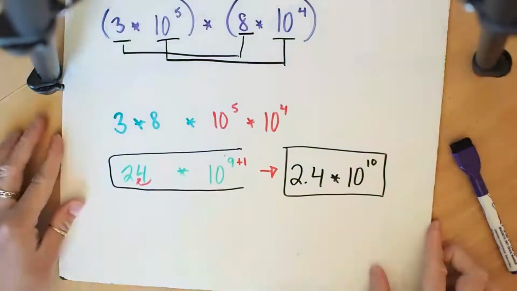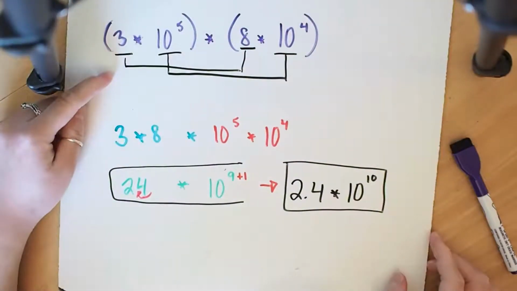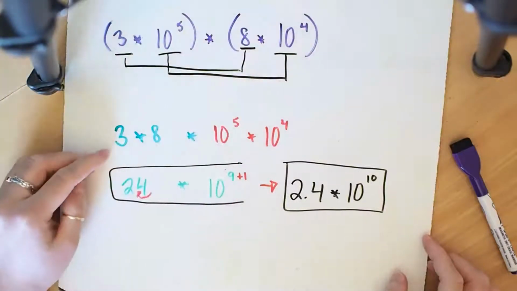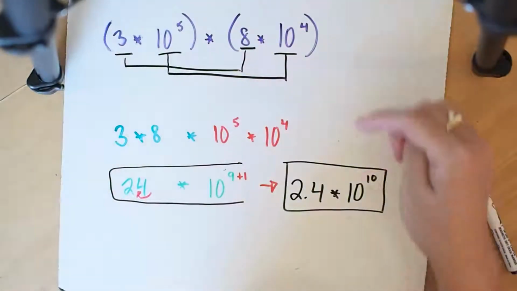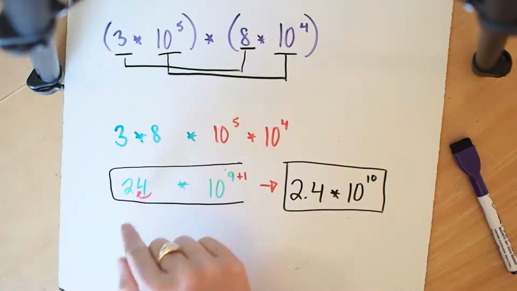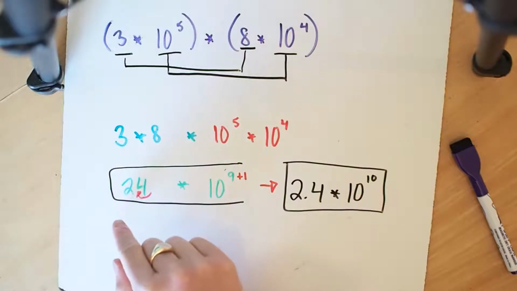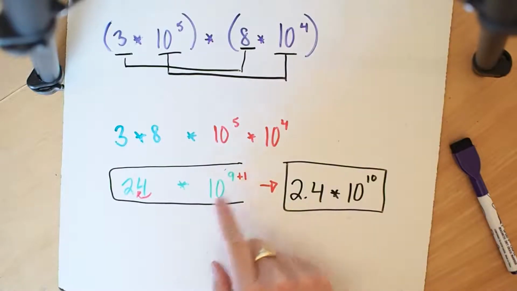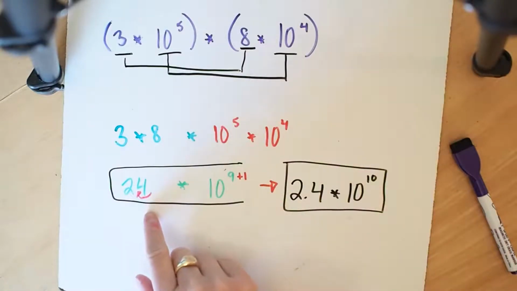So we'll review here. When we started out, everything was being multiplied, meaning that we can rearrange it however we want. So we put the normal numbers next to each other, and we put the 10 to the exponents next to each other. 3 times 8, we simplify those normal numbers by doing normal multiplication. The exponents, because they're being multiplied and they have the same base, we can add. Once we did that, we had to make sure to put it back in scientific notation.